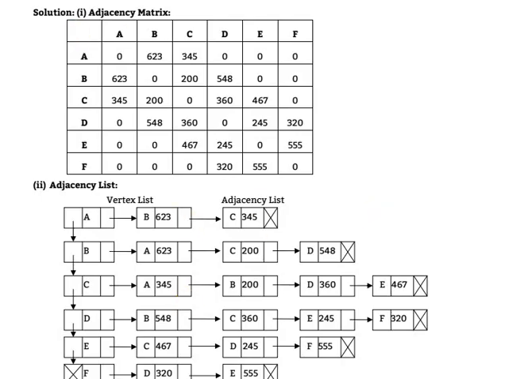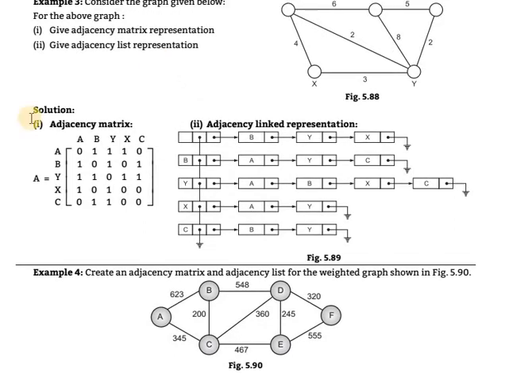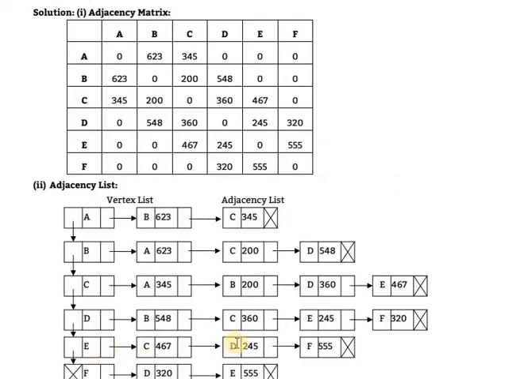In that solution, the adjacency matrix has rows and columns A, B, C, D, E, F. From A, the nodes B and C are there, and their values are also written down. A to B and A to C are present, with values 6, 2, 3, 4, 5. So write those values.